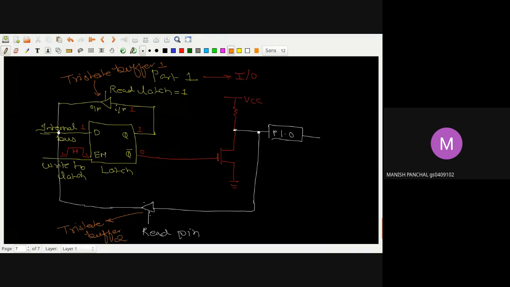Okay, this will be enabled when you are writing read pin equal to 1. So depending upon what type of operation you are doing with this one.